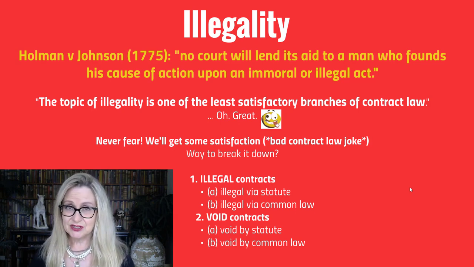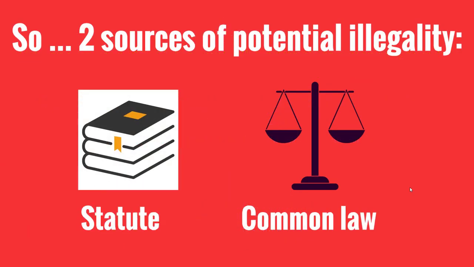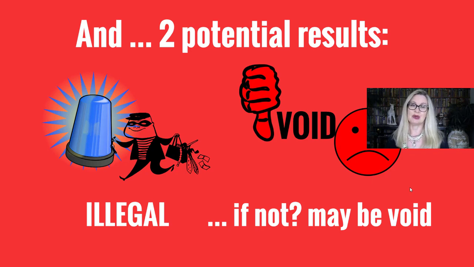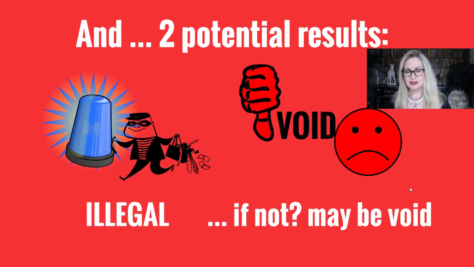There are some fairly significant differences in illegal contracts as compared to void contracts, and we'll talk about that in just a moment. So the first thing to bear in mind is that there are two sources of potential illegality, or two sources of a contract being found void: statute and common law. It can sometimes be a simpler exercise to work out whether a contract is illegal or void under statute, but sometimes not. So these are the two separate streams of authority that we need to classify our discussions around. And there are two potential results, as I said, illegal and void.